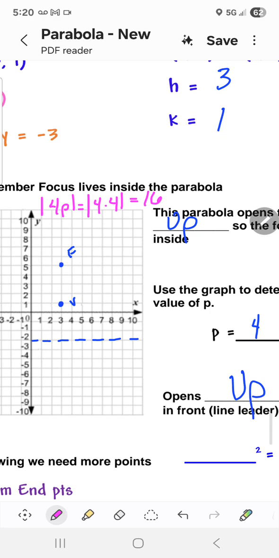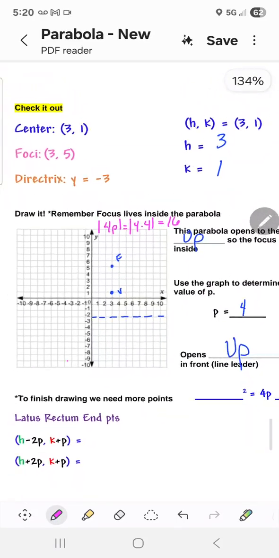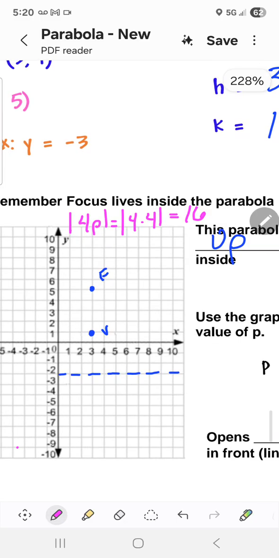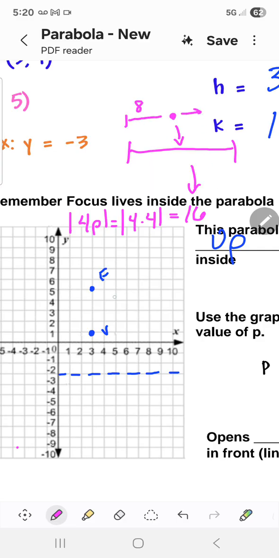Okay, so that basically tells me that I need to go, think about it, that's the entire distance, right? From one endpoint to the other endpoint, it needs to be this long. The whole thing, which means my focus lives somewhere in the center. So really, I should go 8 in one direction and 8 in the other. That would give me my 16. So let's see. 1, 2, 3, 4, 5, 6, 7, 8-ish.